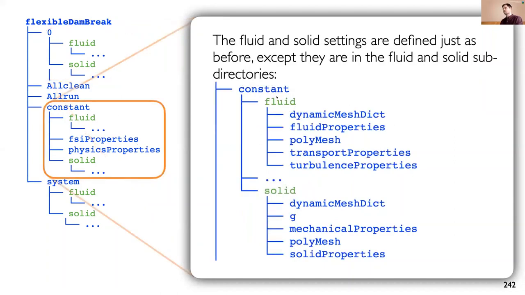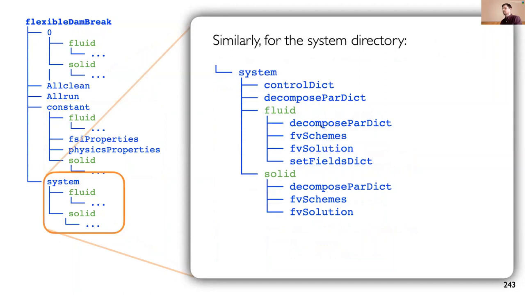In constant, we look inside fluid. So inside fluid, you have your dynamicMeshDict. fluidProperties is the only thing you might not be familiar with. That's basically where you say use interFoam or use icoFoam, or which fluid model you use. Then you have your transportProperties and turbulenceProperties. In this case, interFoam requires g. In your solid, once again, we have mechanicalProperties, gravity, and our solidProperties specifying which solid model to use. And then in our system settings, we just have your normal system settings as well.